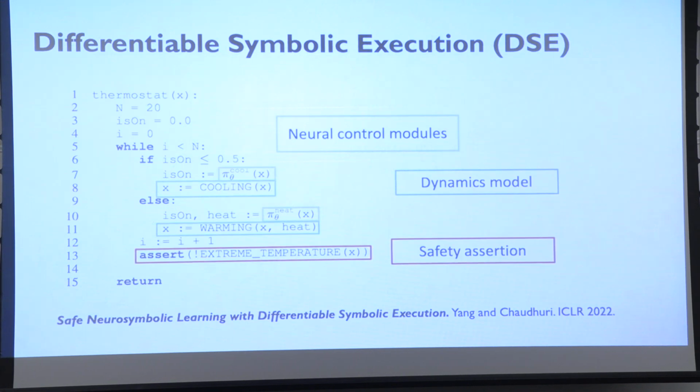To make this a little bit more concrete, here's an example of a program where you have a loop and you have some neural nets. This is modeling a simple thermostat, which is controlled by a neural controller. So you have some neural control modules, that would be pi theta cool, and what it's deciding is whether or not the thermostat is on or off. And then there are some dynamics equations that tell you, if the thermostat is on, how much heat is being put in, how the temperature is changing, and so on. The thing to note is that here you have loops and you have branches, so you have a lot of complexity.